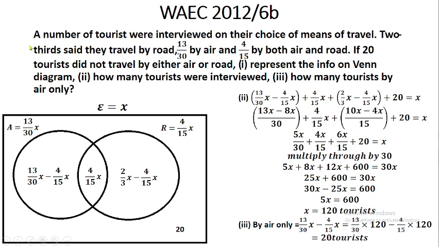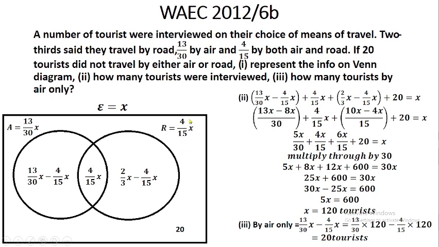Two-thirds said they travel by road. R represents road, A represents air. Two-thirds of what? Two-thirds of the people that were interviewed, and the people that were interviewed are x. So this will be two-thirds, which is 2 over 3x.